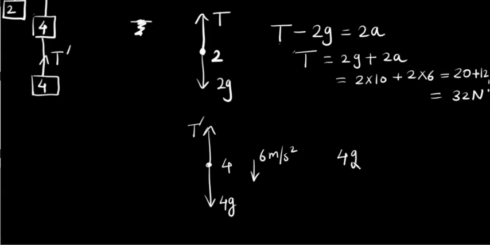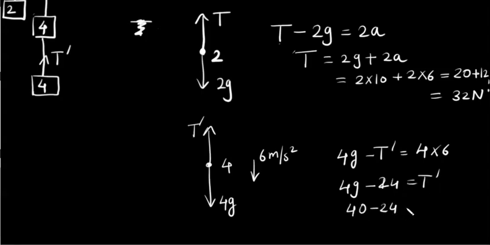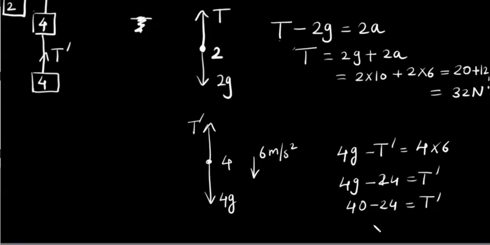So we will have 4g minus T dash is equal to 4 into 6. So this will become 4g minus 24 is equal to T dash. That is 40 minus 24 is equal to T dash. So this will become 16 Newton. So T dash is equal to 16 Newton. So T dash is 16 and T is 32 Newton. So these are the answers.